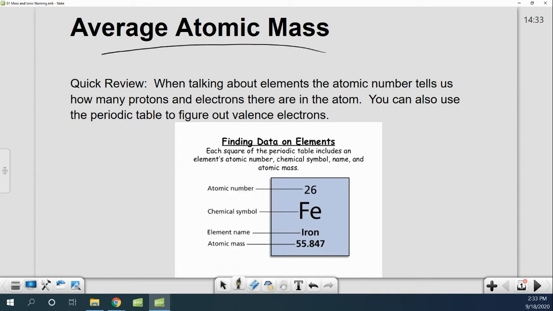Average atomic mass. We're going to start with a little bit of a review about atoms. When we're talking about elements, atoms, we've got the atomic number right up at the top of the square on the periodic table. It's going to tell you how many protons and electrons there are in the atom, right? Protons in the nucleus, electrons zipping around the outside. You can also use the periodic table to figure out valence electrons. So, quick refresher, valence electrons, those are your outside shell electrons.